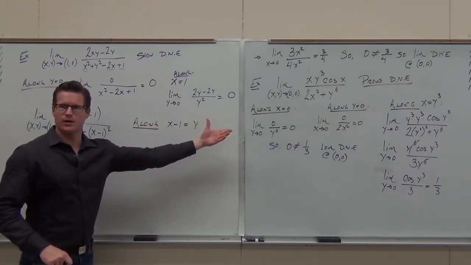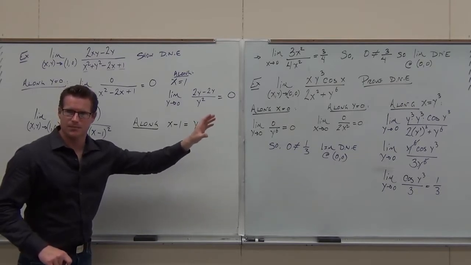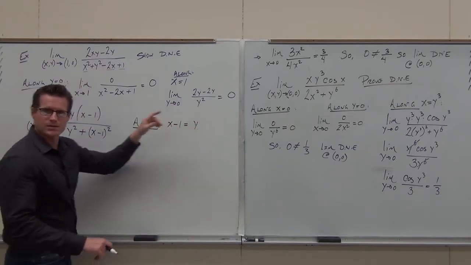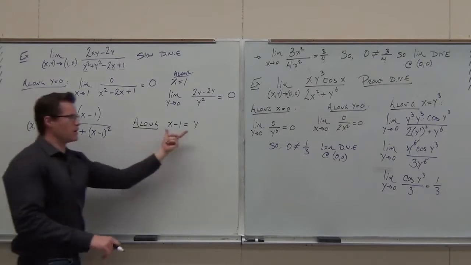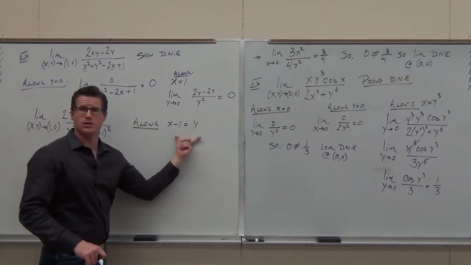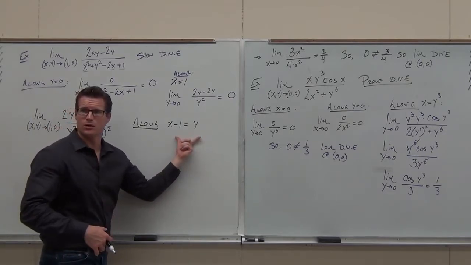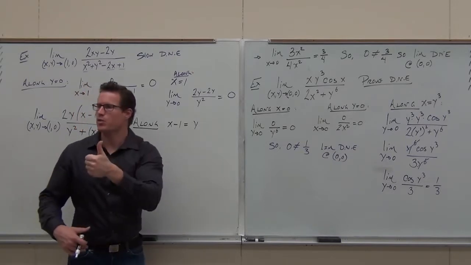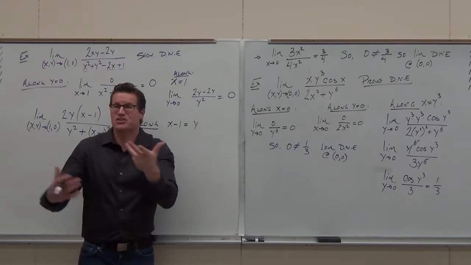And now, if you're okay with that one, stop right now. Let's see. Is this point actually on that path? Plug in the 1 for the x, plug in the 0 for the y. Does it equal? 1 minus 1, 0 equals 0. You know that point's on that path. Does that make sense? It's going to work.